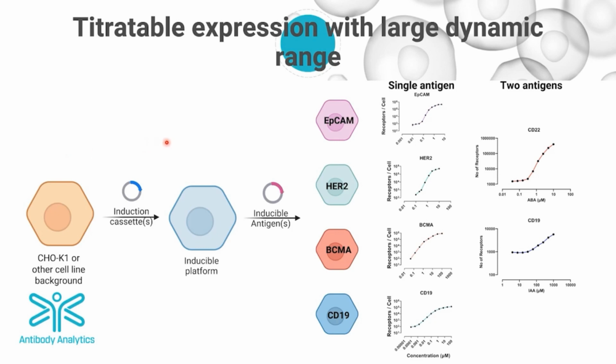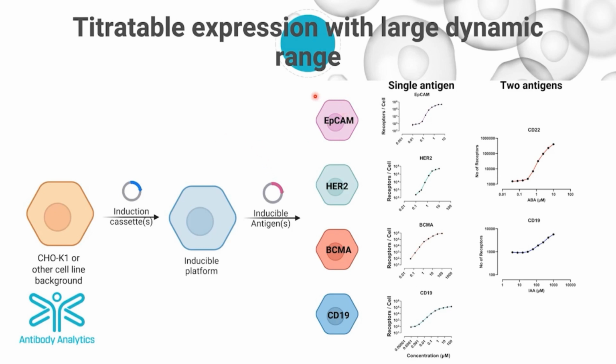To build the system, we introduced via lentivirus what we call the induction cassette, which carries the protein heterodimer, which I described in the previous slide, and then a second construct which carries the target antigen of interest with the DNA binding domain recognition motif upstream.